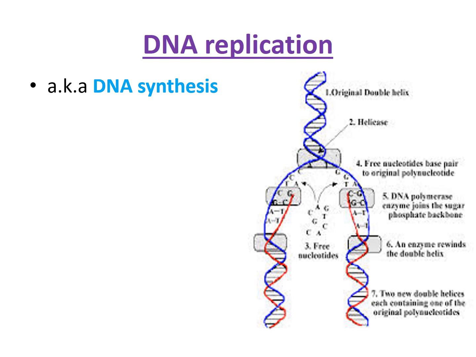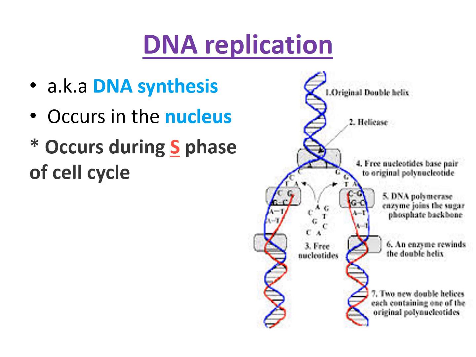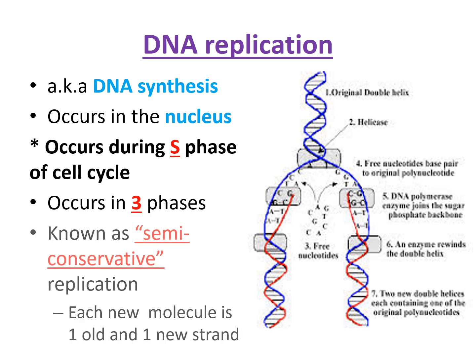DNA replication is also known as DNA synthesis, since new DNA is being made or synthesized. It's obviously clear that it occurs in the nucleus, since that's where the DNA is located. We also already discussed how DNA synthesis or replication occurs during the S phase of the cell cycle, so before mitosis. You should know why it occurs before mitosis. It occurs in three phases that we'll go over.